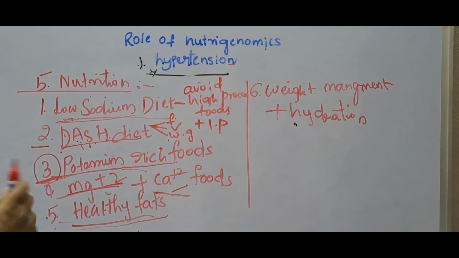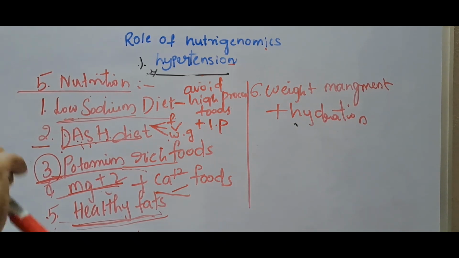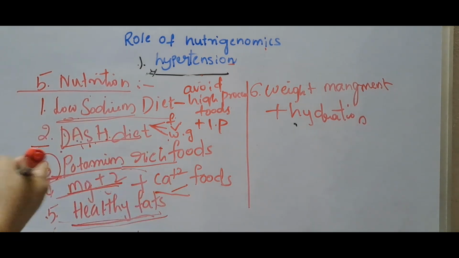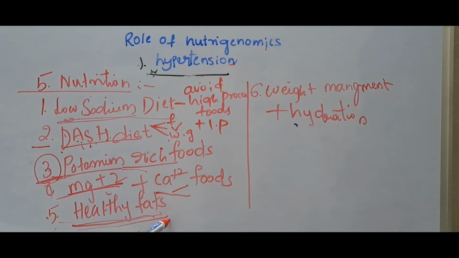And the fifth point is healthy fats, which are rich in omega-3 fatty acids, mainly found in fatty fish, flax seeds and walnuts, which mainly help in reducing inflammation and also improving heart health, which is very important for lowering the hypertension risk factors. And the sixth point is weight management.